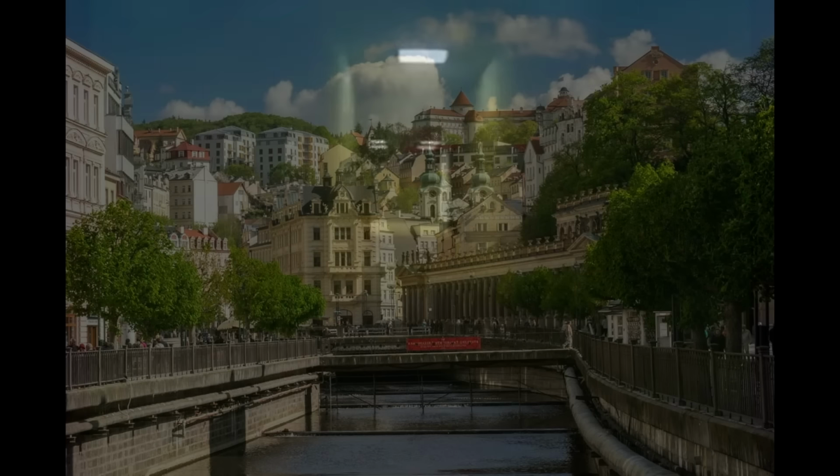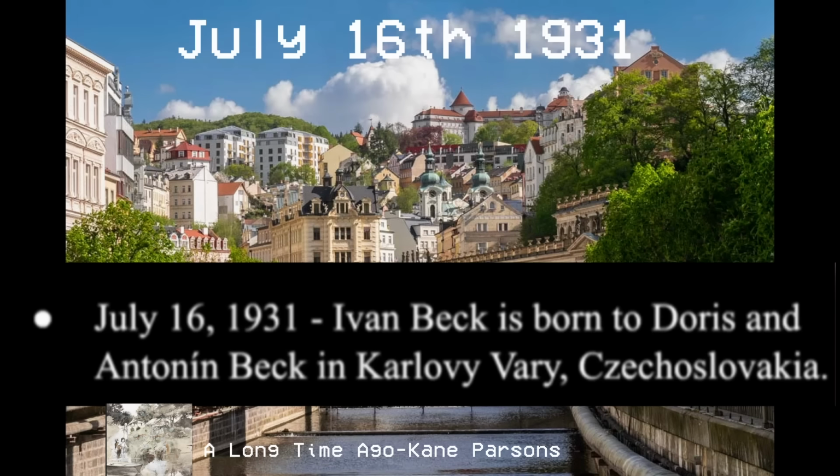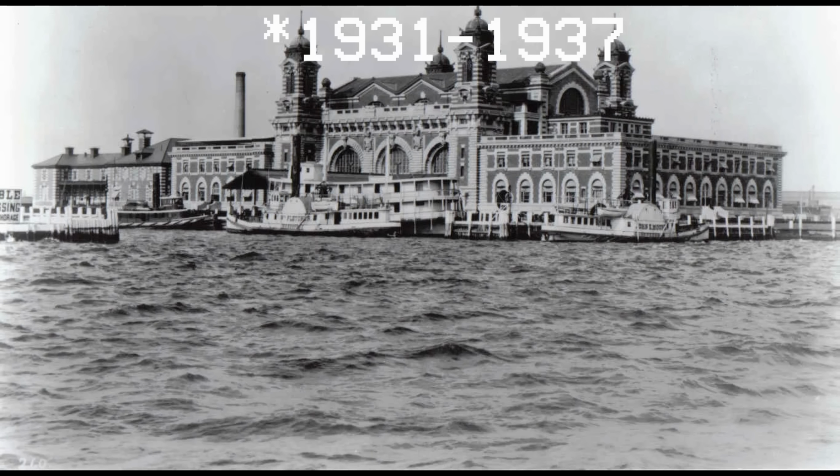This story really begins on July 16th, 1931. Ivan Beck is born to Doris and Antonin Beck in Karlovy Vary, Czechoslovakia. Between 1931 and 1937, Ivan Beck's family immigrates to the United States, possibly to New York, and then moves somewhere to the Midwest. I'm going to assume it's Indiana.